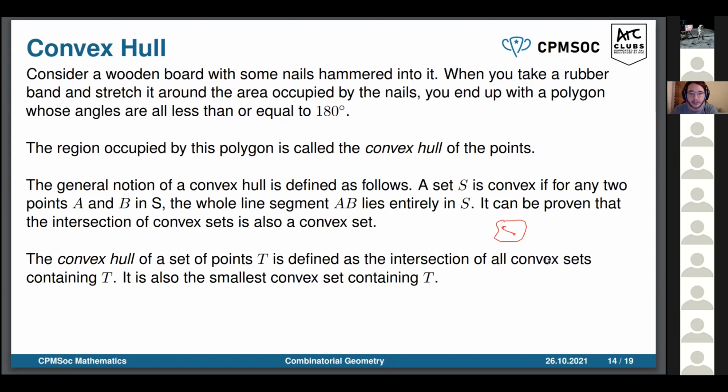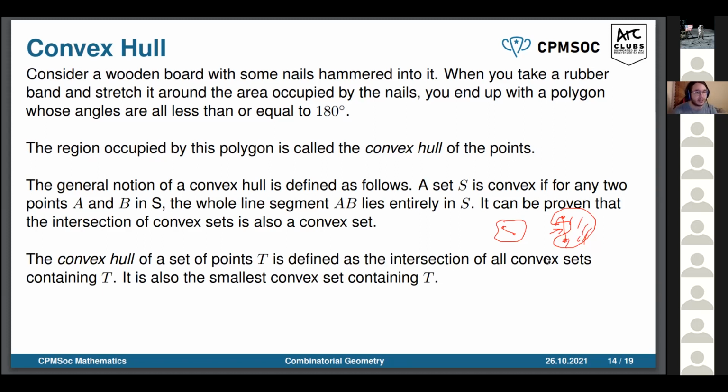If you had something like this, it would not be a convex set, because if you took this point here and this point here, and you drew a line between them, this little bit here leaves the kind of set that we're dealing with, right? So this here is called a convex set.